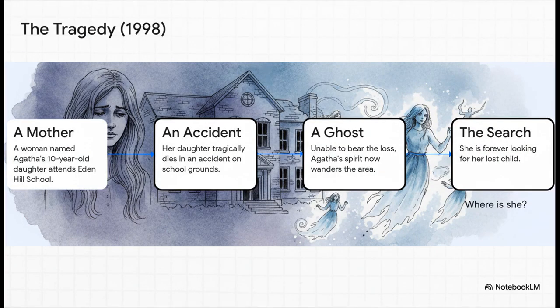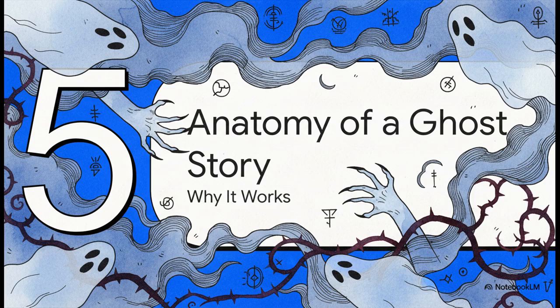So this is where it all comes together. The neighbor explains the local legend. Back in 1998, a woman named Agatha lost her 10-year-old daughter in a tragic accident at that very school. Now her ghost just wanders the area, forever searching for her child. And suddenly that strange, terrifying question, "Where is she?" makes perfect, heartbreaking sense.